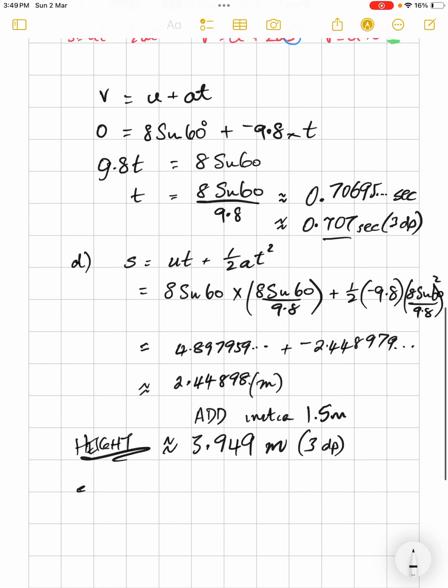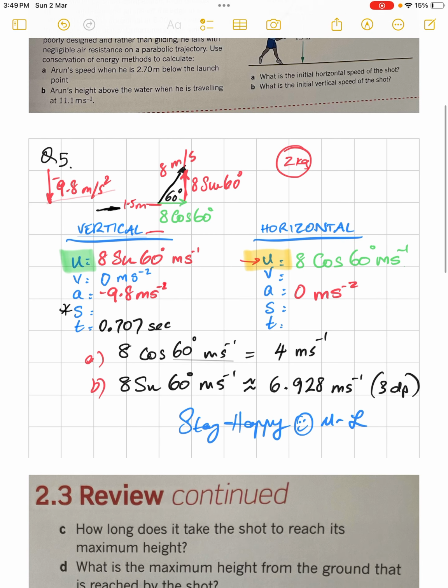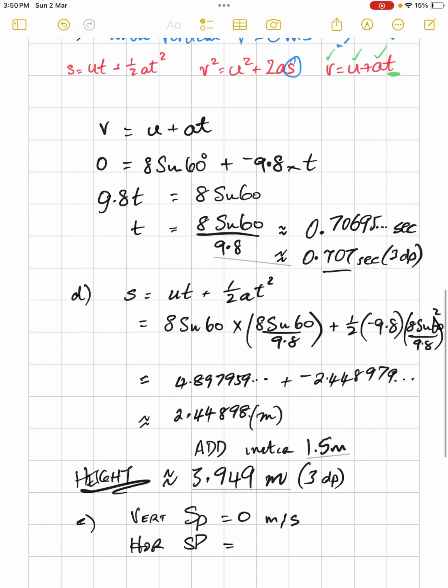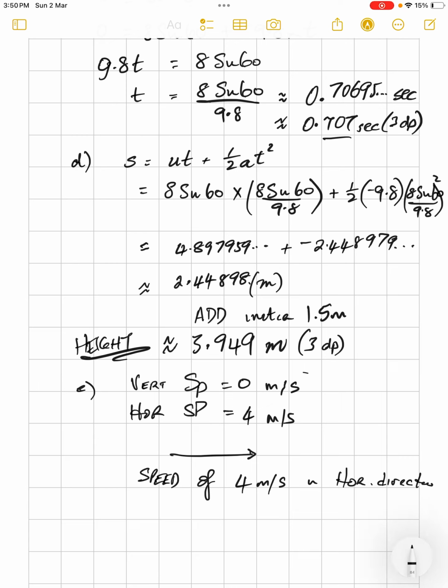Well, the speed, I may as well put this, the vertical speed is 0 meters per second, and the horizontal speed doesn't change the whole time, which is 8 cos 60. The horizontal speed is 4 meters per second. Therefore, combining those components gives us a speed of 4 meters per second in the horizontal direction. And that's the final answer. I hope this has helped. Until next time, stay happy.